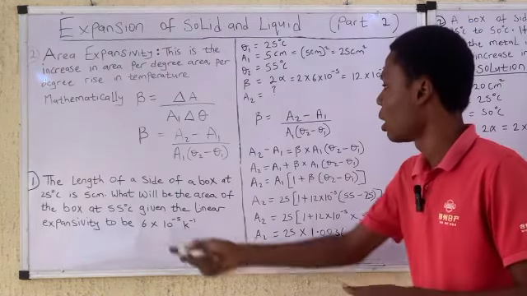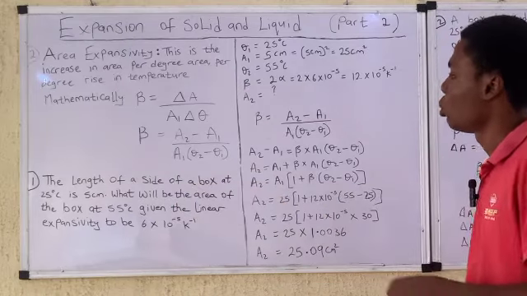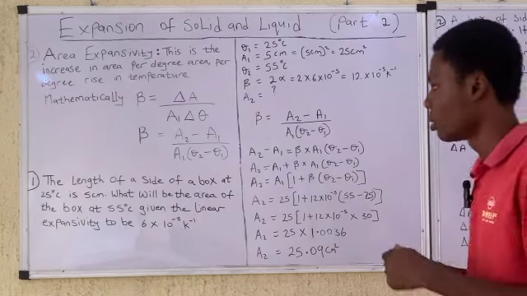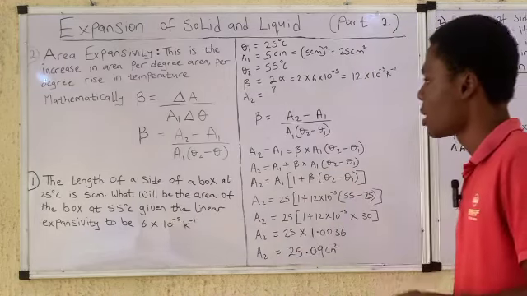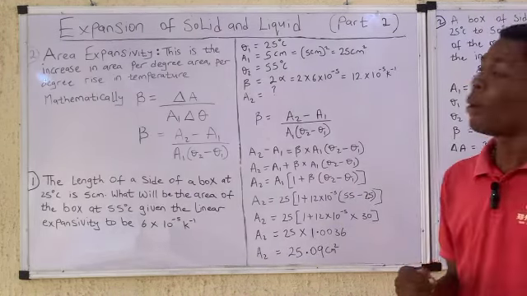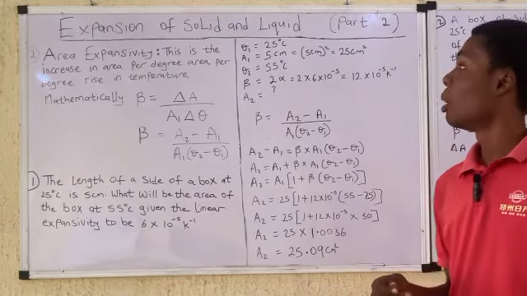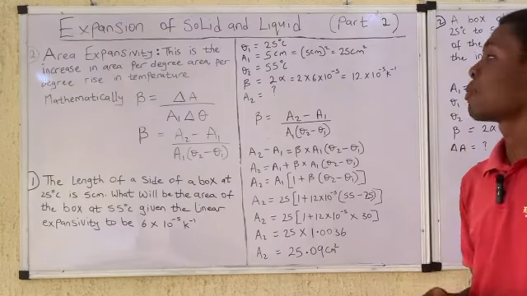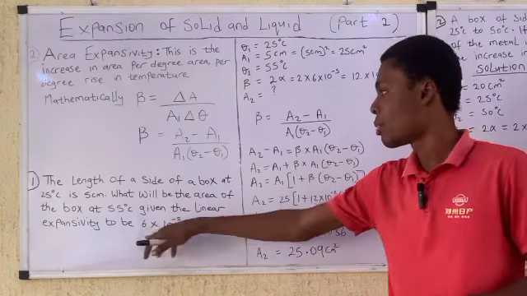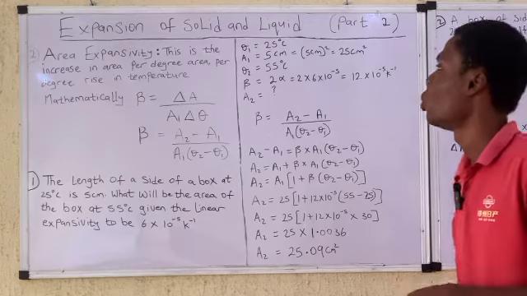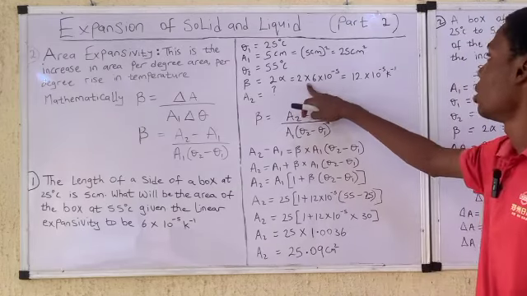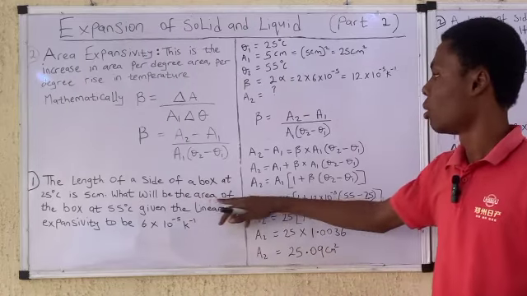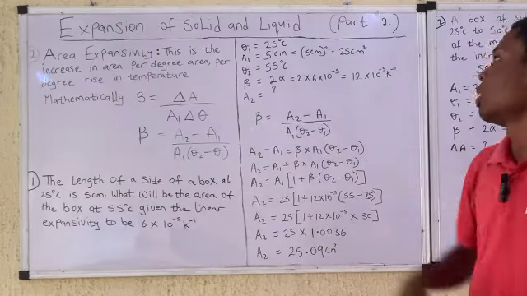So what's our next parameter? What is the area of the box at 55 degrees Celsius? We take our 55 degrees Celsius to be our theta2. Then our linear expansivity is 6 times 10 raised to power minus 5. Remember, our area expansivity is equal to 2 times the linear expansivity. So since our linear expansivity is given to be 6 times 10 raised to power minus 5, we multiply it by 2. It gives us 12 times 10 raised to power minus 5. So they say we should calculate the area of the box, so it's the area we're looking for.